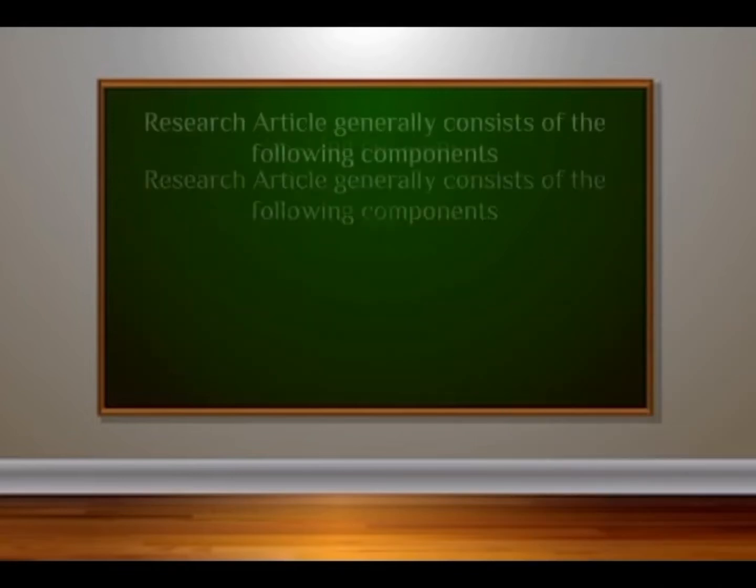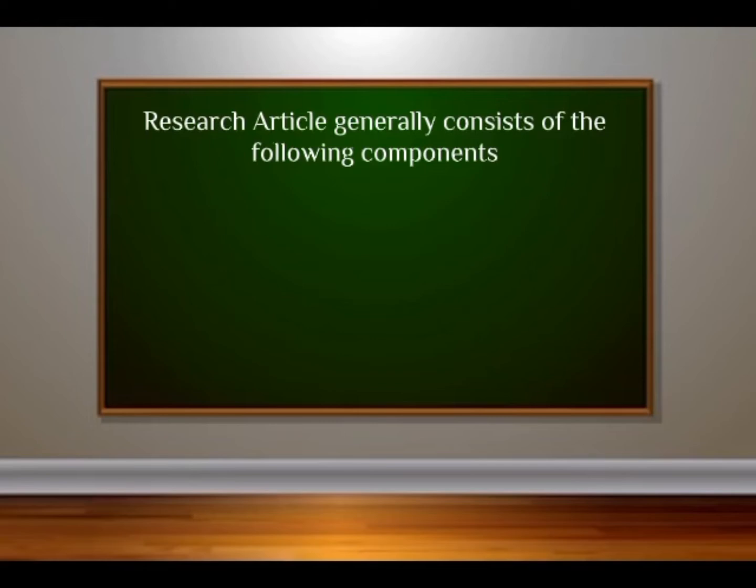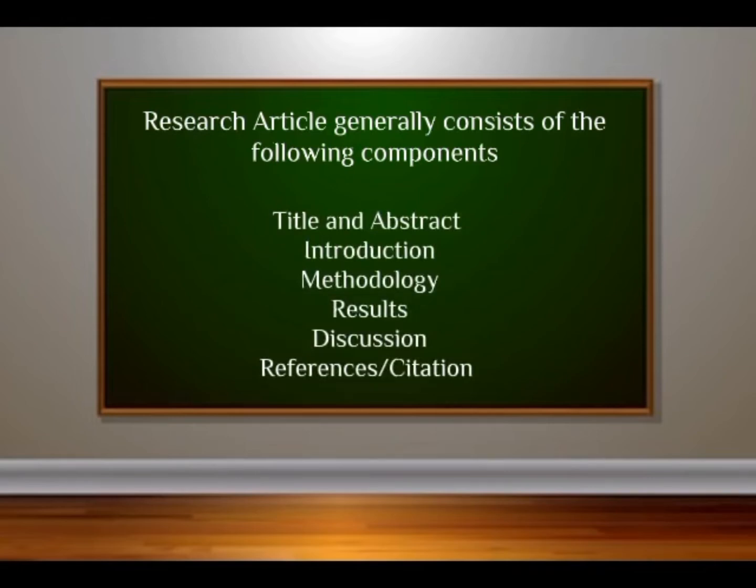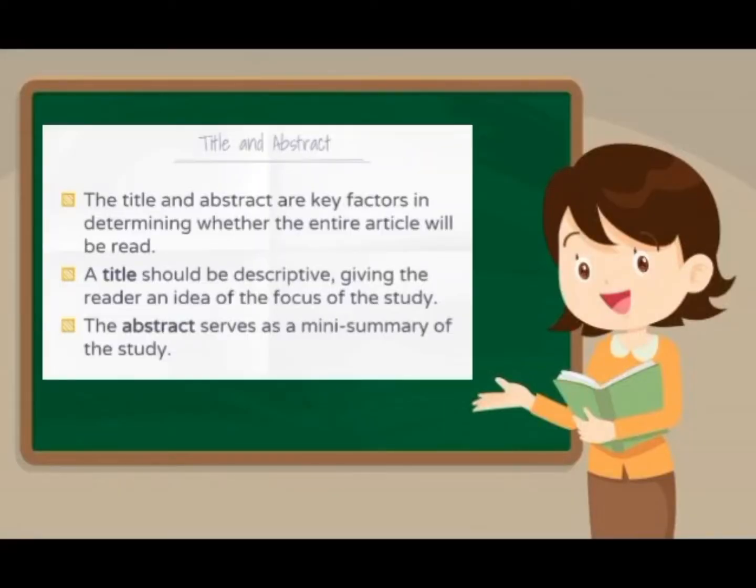So let's proceed to the contents or features of research articles. Research articles generally consist of the following components: a title and abstract, an introduction, a methodology, results, discussion, and references or citation. So let's continue to the title and abstract. What are the title and abstract? The title and abstract are key factors in determining whether the entire article will be read. Moreover, a title should be descriptive, giving the reader an idea of the focus of the study.